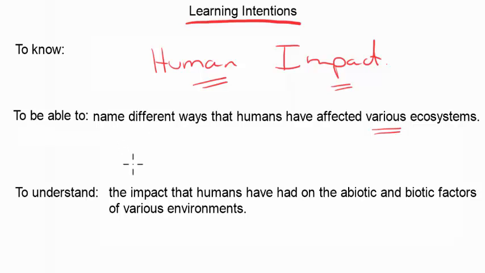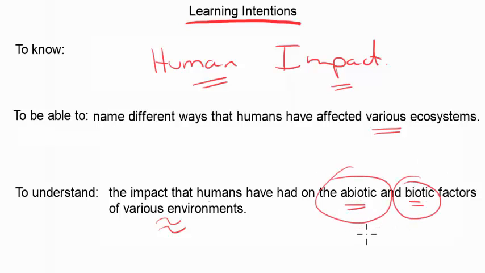So we should be able to name different ways that humans affect various ecosystems. We should also be able to understand the impact that humans have had on the abiotic and biotic factors of various environments, the ones that you'll be looking at, right? So what kind of impact have we had on the non-living and living factors of other environments?